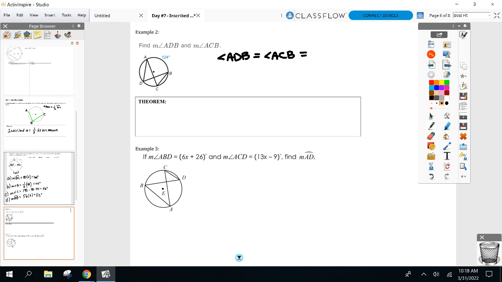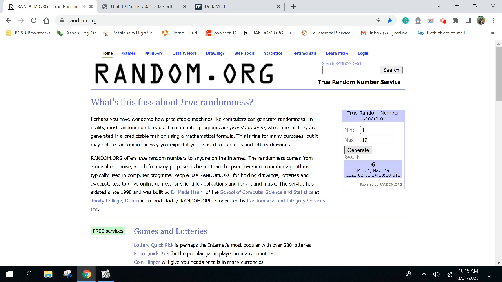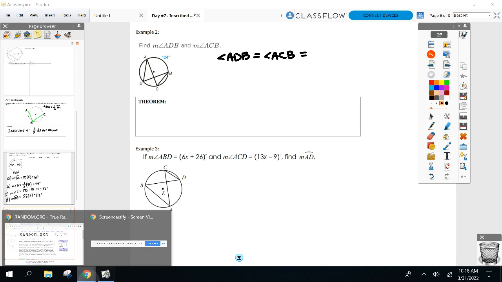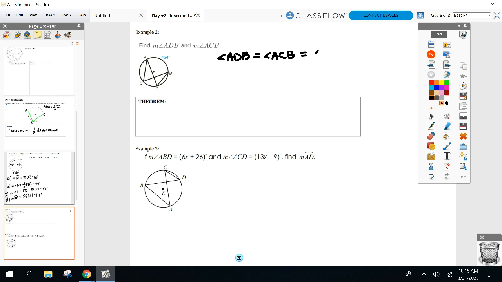All right. What'd you find? Let's start with angle ADB. 62. Yep. How about angle ACB? 62. All right. They both came out to be 62 degrees. Why? What did you do in this problem? You took half an arc, didn't you? Which arc did you take half of both times? The same one. And they ended up being congruent.